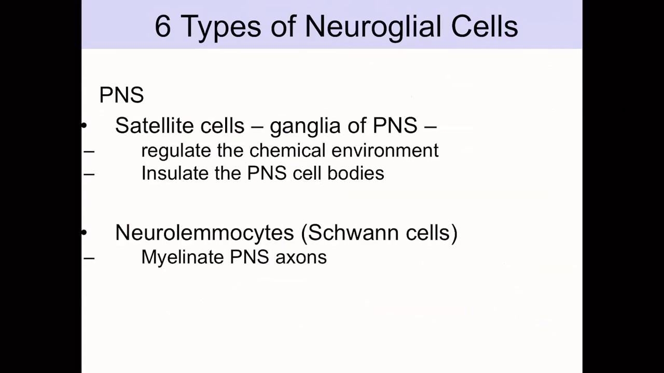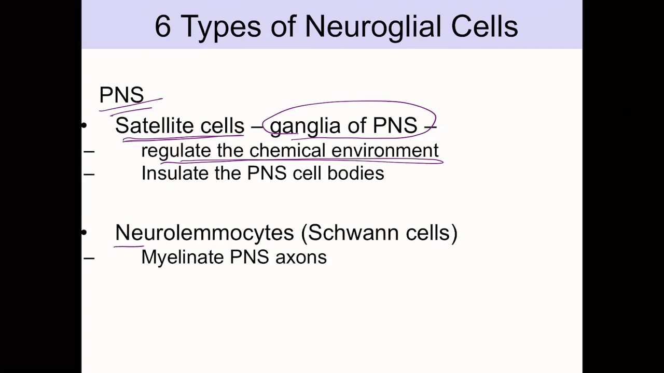Okay, now in the peripheral nervous system, we have two more types of these cells, and they kind of work the same way as two of the other types. Okay, so we have satellite cells, and they're in the ganglia of the peripheral nervous system, and I haven't explained ganglia yet. Okay, and they're going to regulate the chemical environment. They're going to take care of the neurons in the peripheral nervous system.